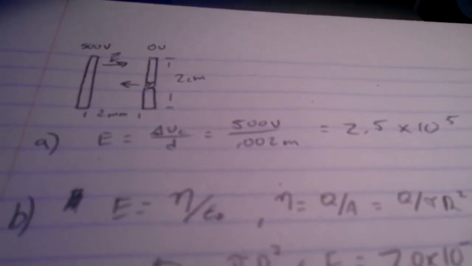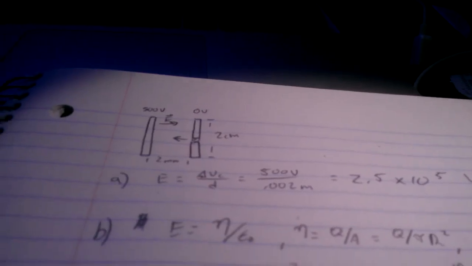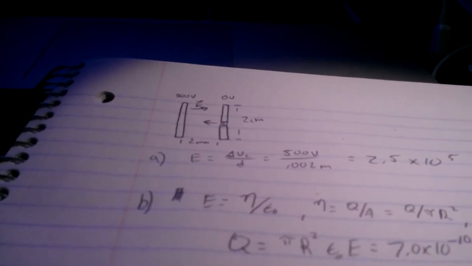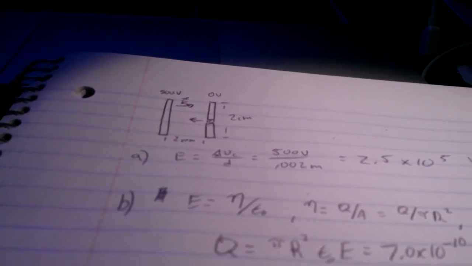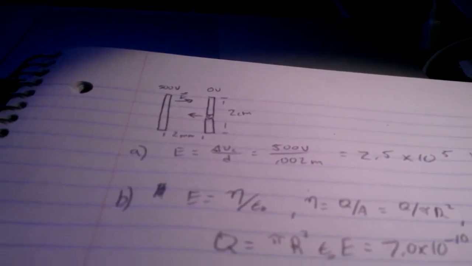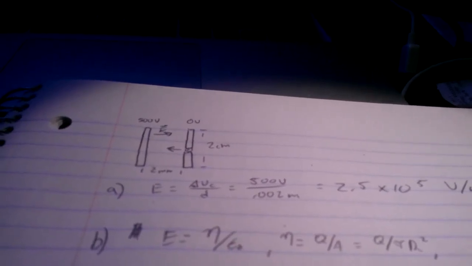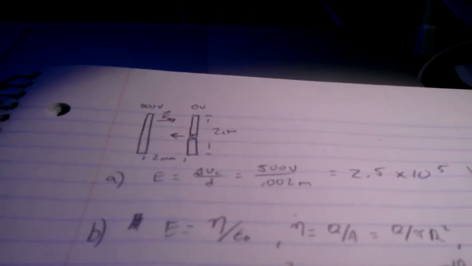Part A is what is the electric field strength inside and between the two disks. B is how much charge is on each plate. And then C asks if a proton is shot through a small hole in the negative plate with a speed of 2.0 times 10 to the fifth meters per second, does it reach the other side? If not, where's the turning point? So, we'll start with part A.